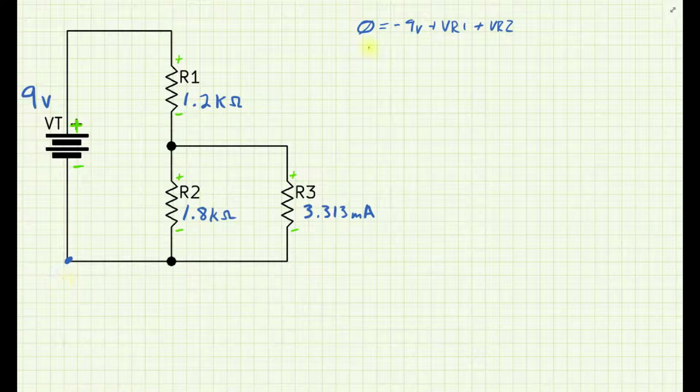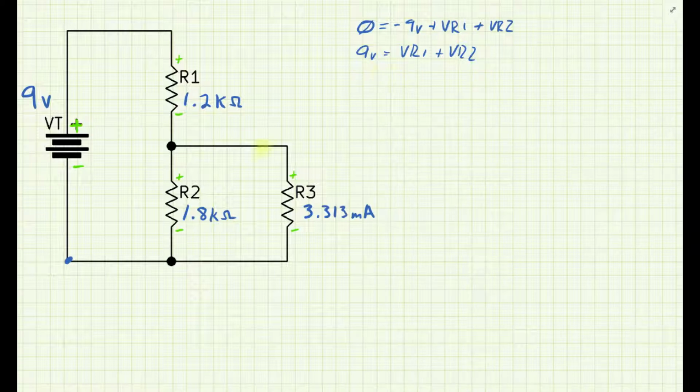So I've got myself a Kirchhoff voltage equation. Now I could manipulate this, and I'll end up with 9 volts equals VR1 plus VR2. I could solve for VR1 or VR2. Right now both of those are unknown to me, but I do know that the sum will be 9 volts. So that's something to think about.